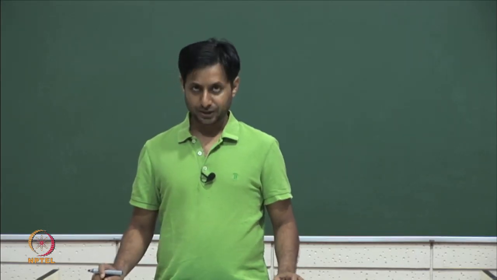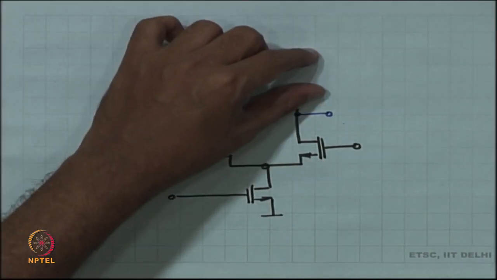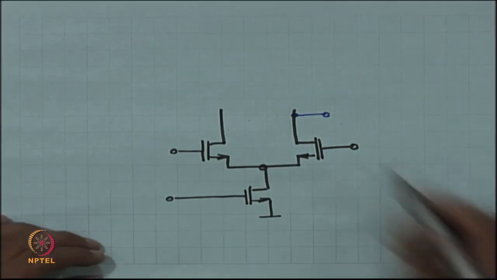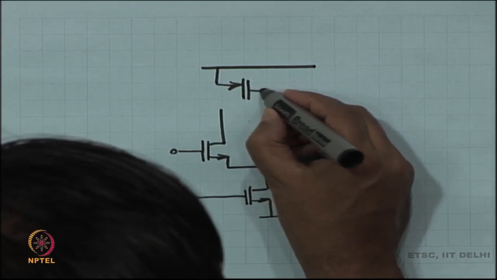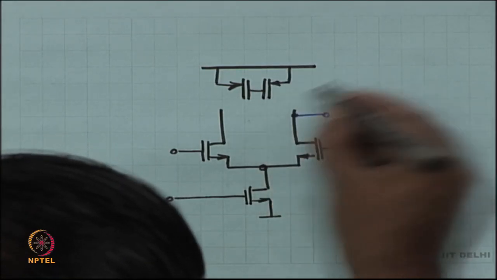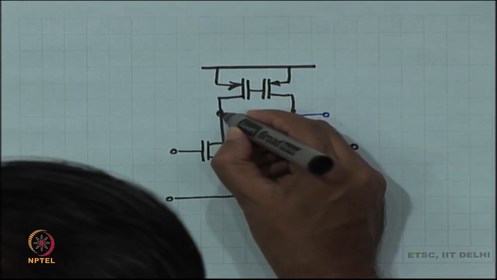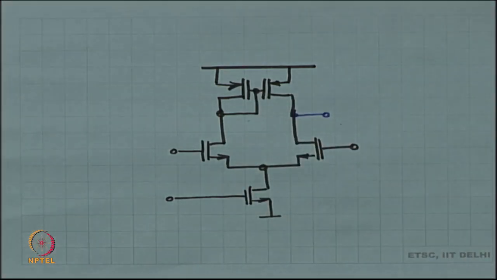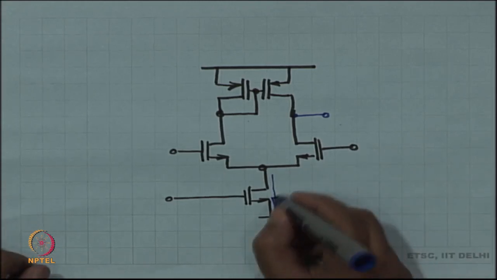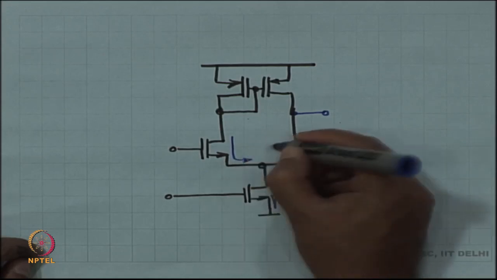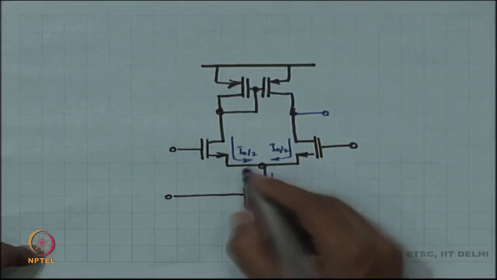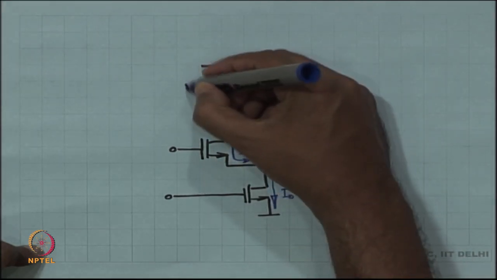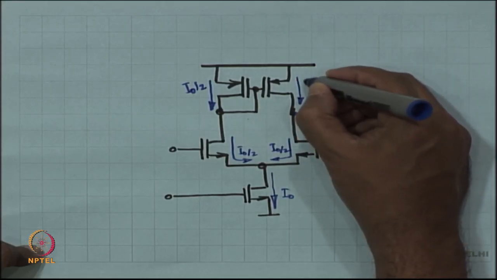Okay. Why not put a current mirror instead of two current sources? Why not put a current mirror on the load? Okay. So, this is my plan. What is the plan? The plan is this is some current I naught, this is I naught by 2, and then whatever this current is, I naught by 2, that gets mirrored by the current mirror and I get I naught by 2 over here.